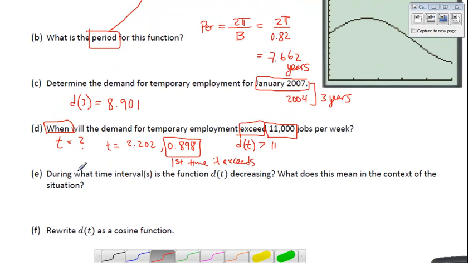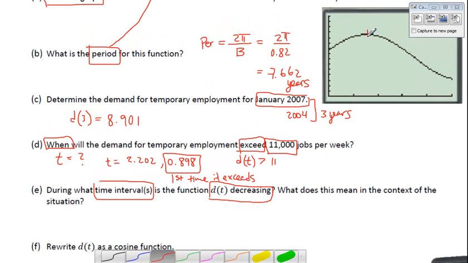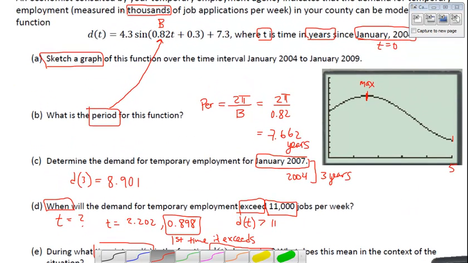During what time interval is D of t decreasing? That's a pretty easy one because I'm just going from here all the way to here, at least in our domain. So I just need to find the maximum here, and the end of my interval is 5. So I don't really need to go any further than that.